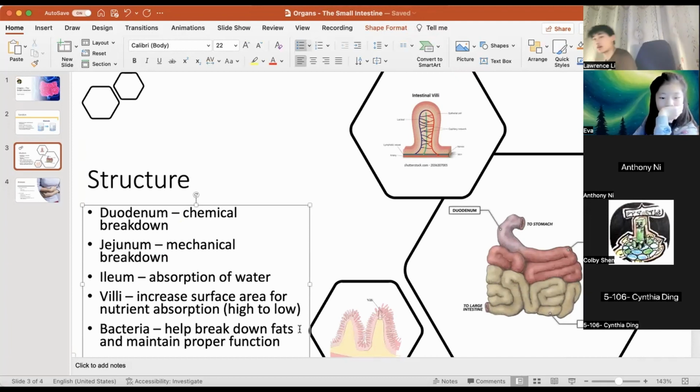I'm trying to think of a good example. Going back to that spiky ball example, let's say you have a normal ball and then you have a ball that's spiky. Which ball has more surface area? Yes, Eva. It'll be the spiky ball. Exactly. Great. And so if you have more spikes, then you have more surface area, which means more nutrient absorption, which is great. We really want more nutrient absorption. And so villi are super helpful for nutrient absorption.